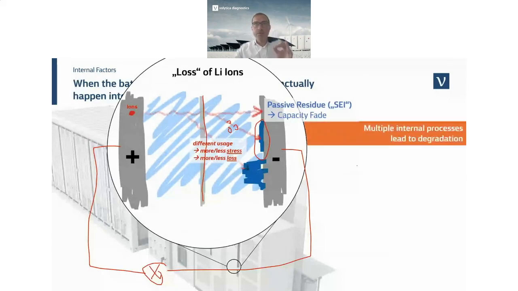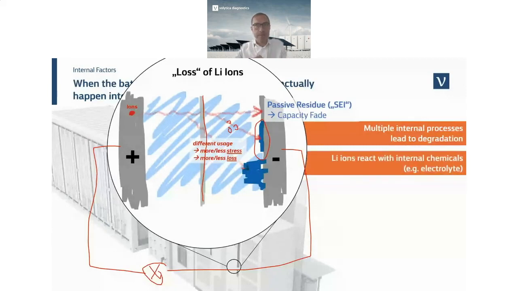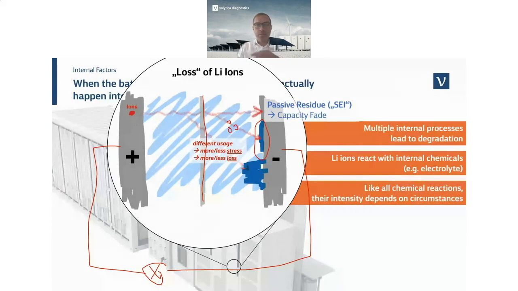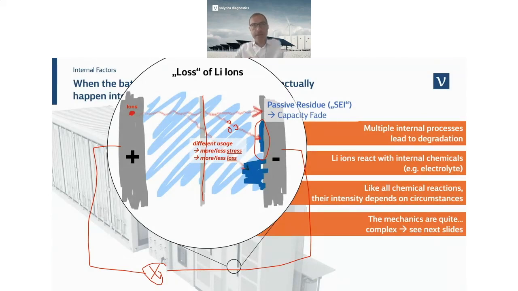So multiple internal processes lead to degradation. Ions react with the chemicals, the electrolyte. Like all chemical reactions, the speed and extent of these reactions depend on the circumstances. And they are quite complex, and we'll look at that now.